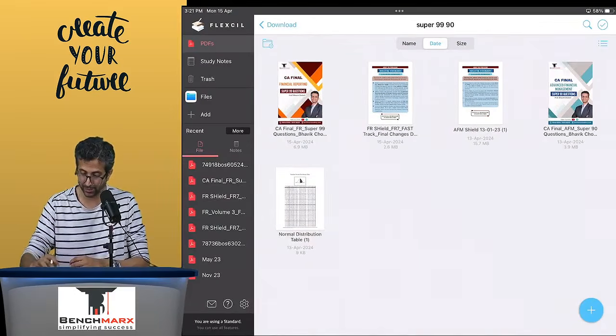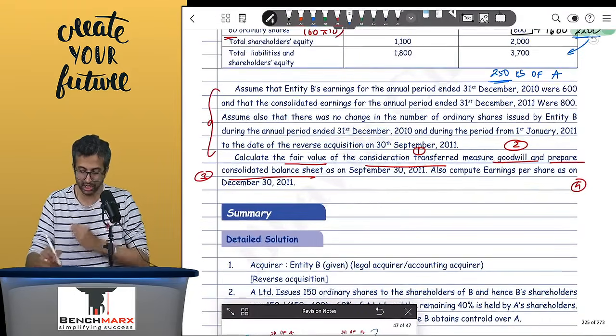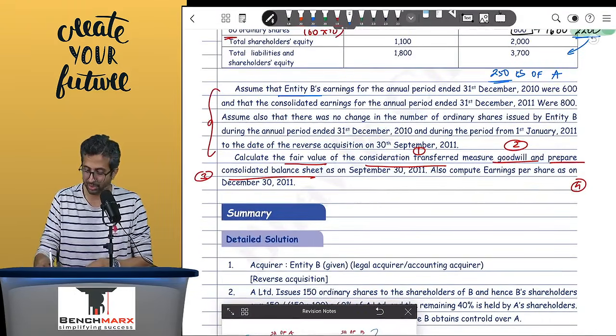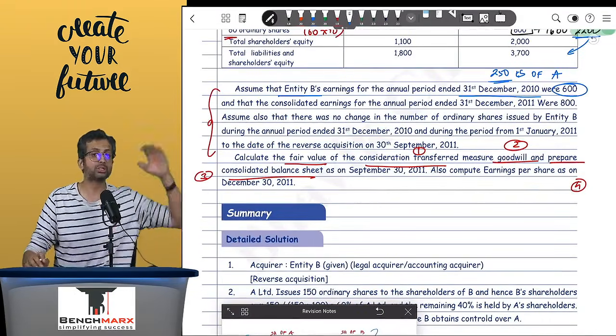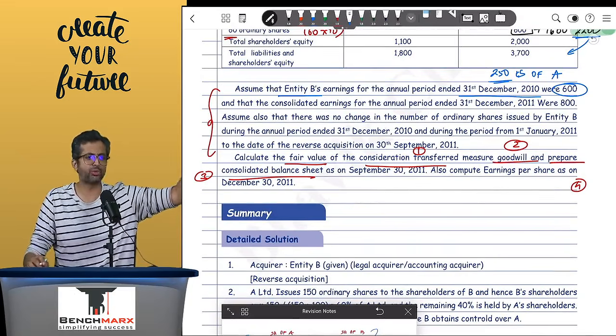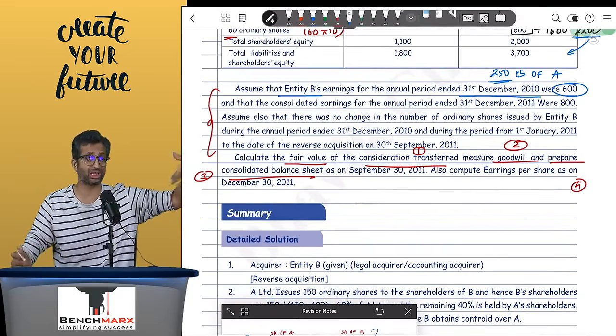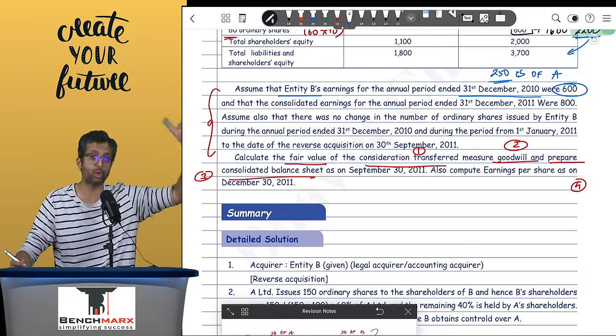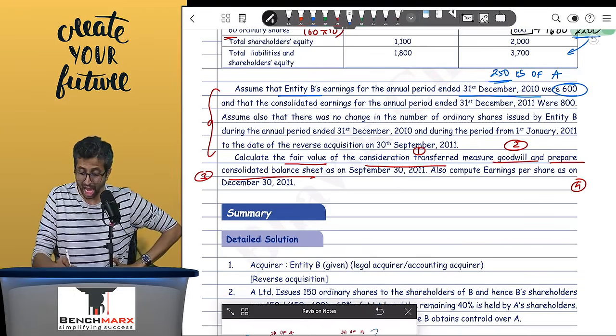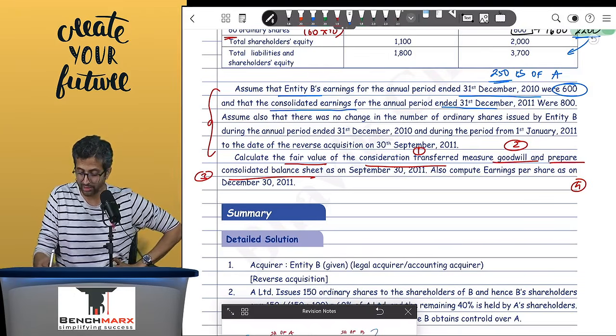if we read this part of your question for the EPS calculation, we say that assume B's earnings for the period of 31st December 10 was 600. These were B's earnings. Ideally, to find the EPS, you will divide by B's number of shares, that is 60, and hence your EPS reported in the last year must have been 10. And the consolidated earnings for the period 31st December 11 were 800.